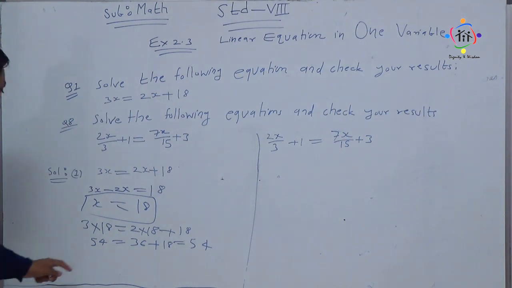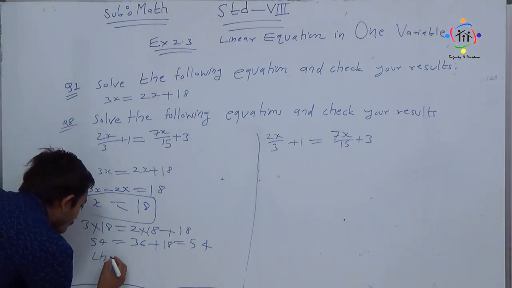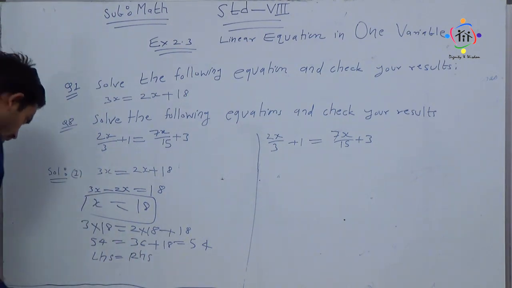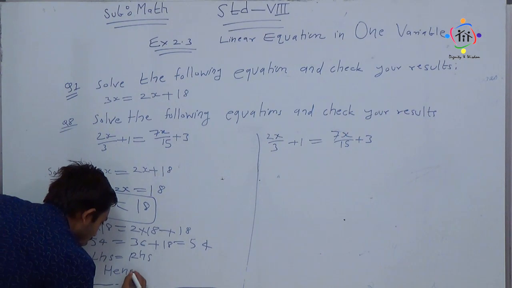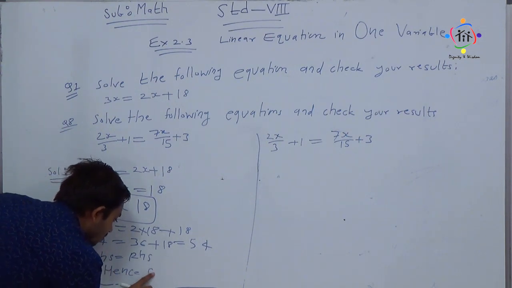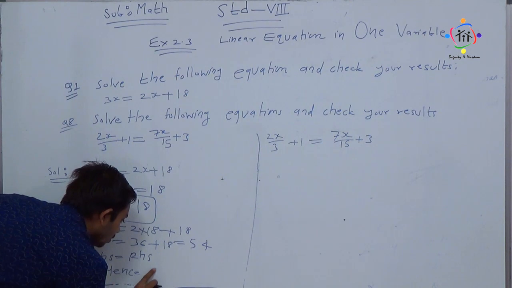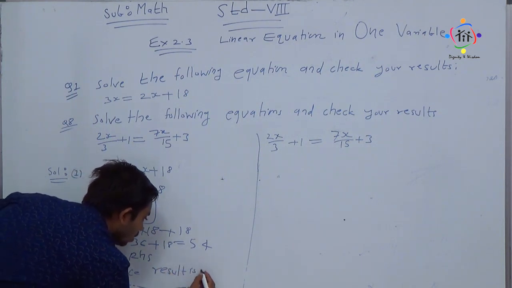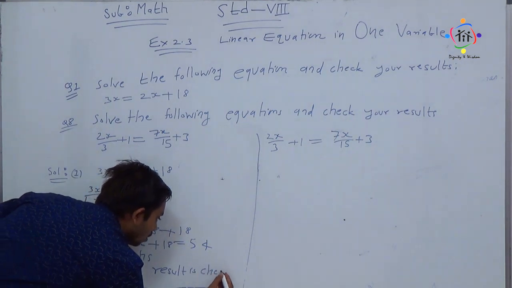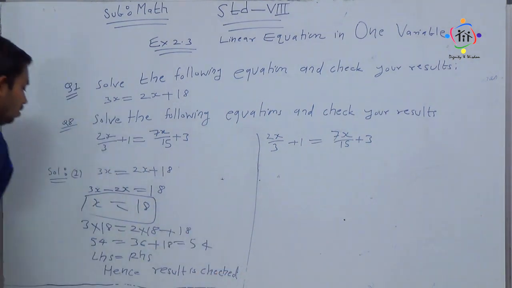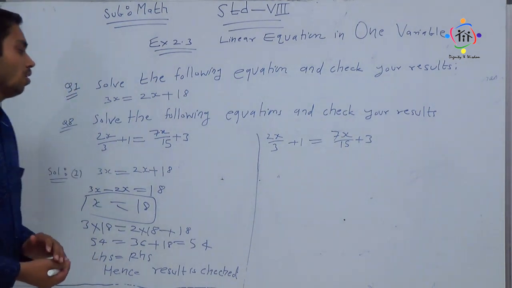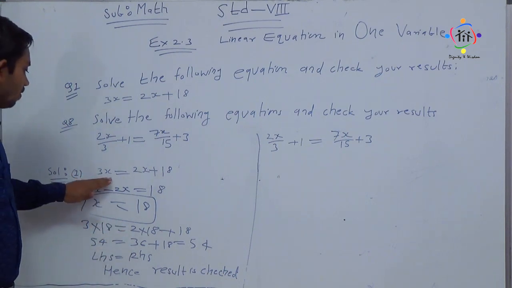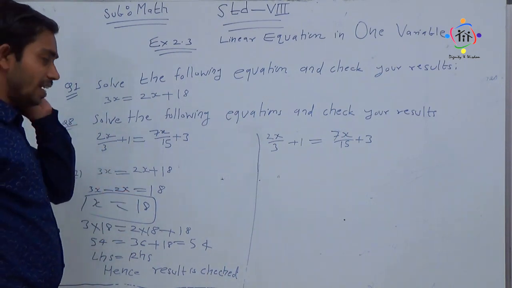So my dear students, here we got LHS is equal to RHS. Hence checked. Hence the result is checked. Okay my dear students, hence x is equal to 18. This is the correct solution for this equation 3x is equal to 2x plus 18.